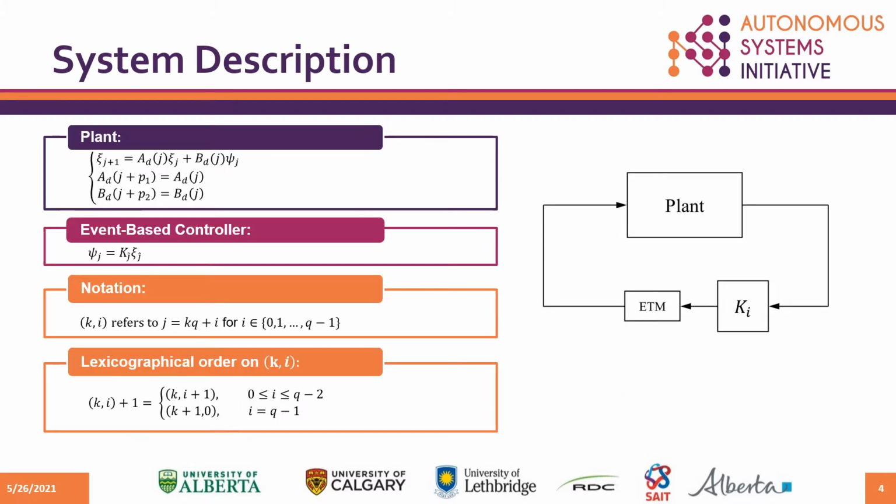So here you can see a description of the problem. The plant is a linear discrete-time system whose parameters A and B are periodically varying. Therefore, we design a periodic linear controller to stabilize the system. And there also exists an event-triggering mechanism between the controller and the plant. We also follow the following notation to refer to the index j by the pair k and i, and we define the following order on this pair.